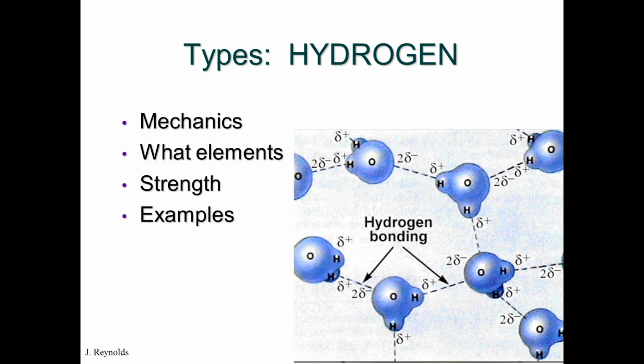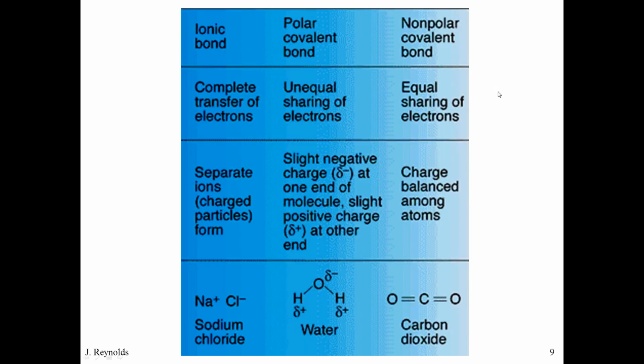Examples of molecules that have them? Well, water, DNA, RNA, proteins have got hydrogen bonds between the side groups. So you'll see examples coming up. Oh, here's just a look at examples of different kinds of molecules and what category they fall into.